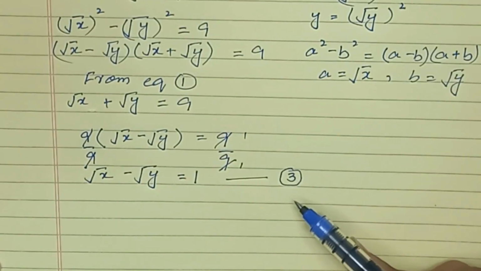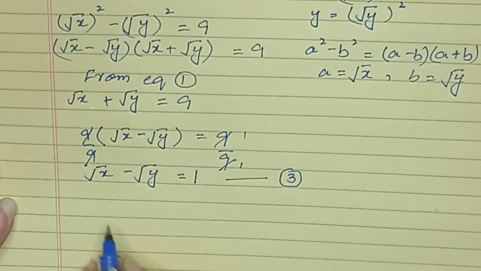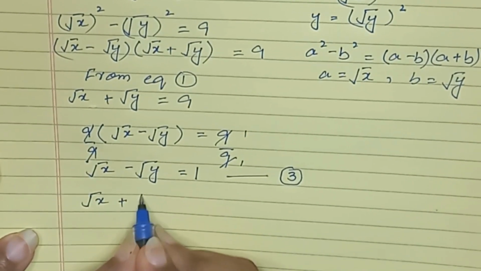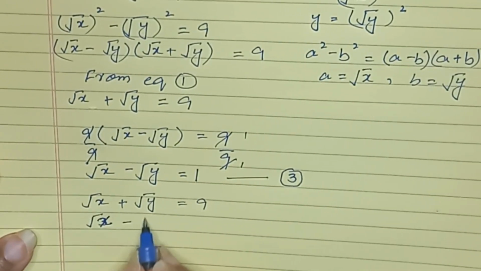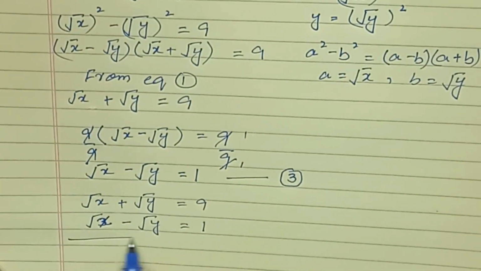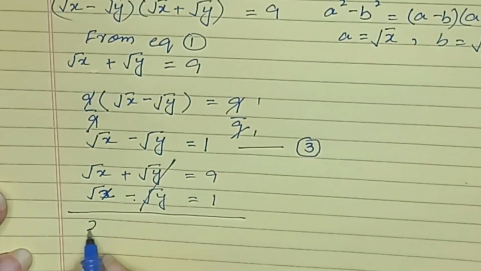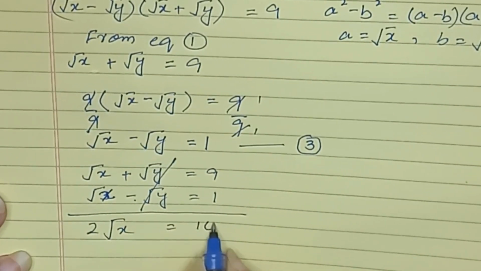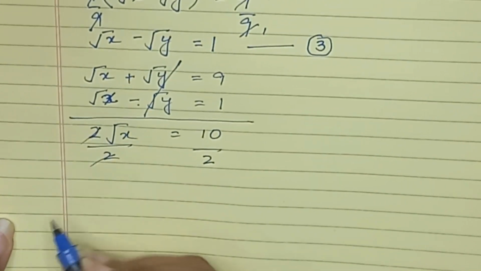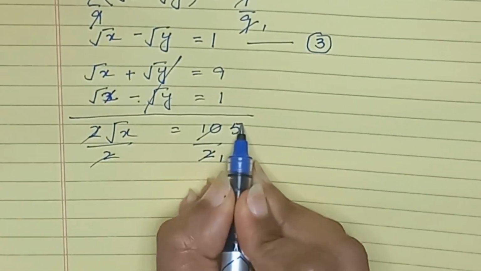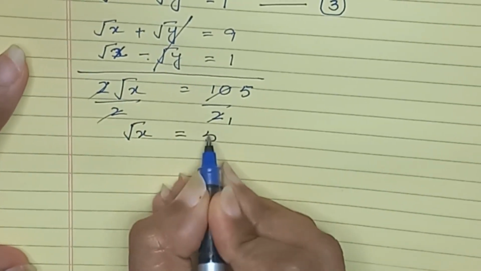Now equation 1 and equation 3 have almost the same variables but different signs, so we will add equation 1 and equation 3. Equation 1 is the square root of x plus the square root of y equal to 9, and equation 3 is the square root of x minus the square root of y equal to 1. From here the positive square root of y and the negative square root of y will cancel out, and we have 2 times the square root of x, and 9 plus 1 is 10. Now we will divide both sides by 2, and from here we get the square root of x is equal to 5.